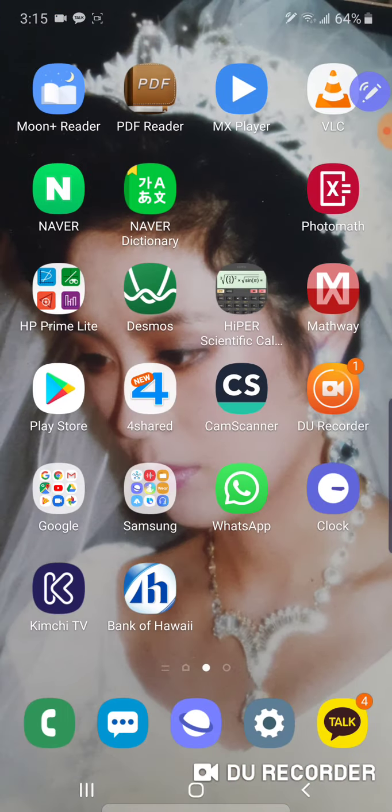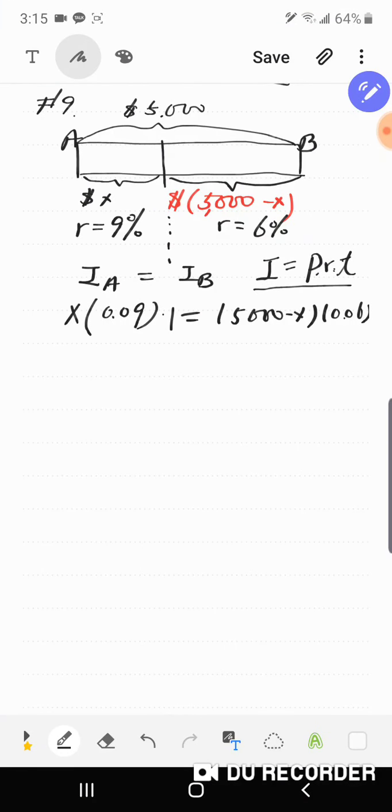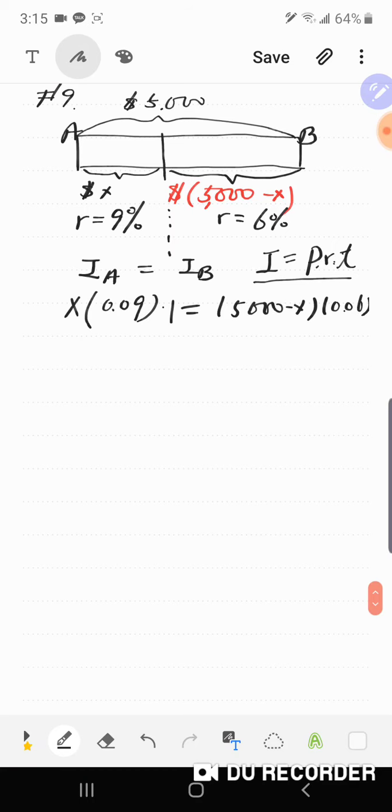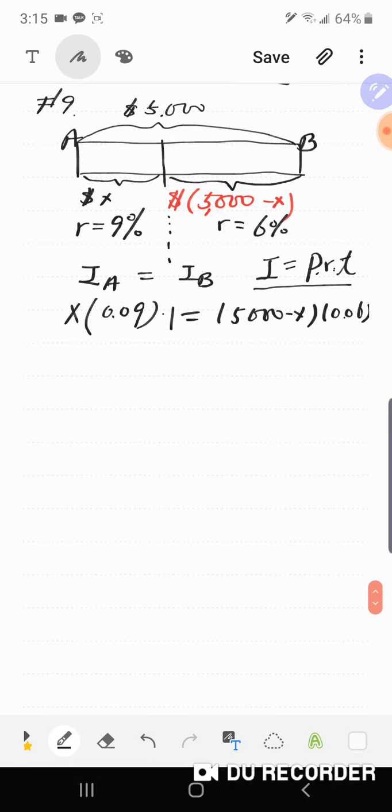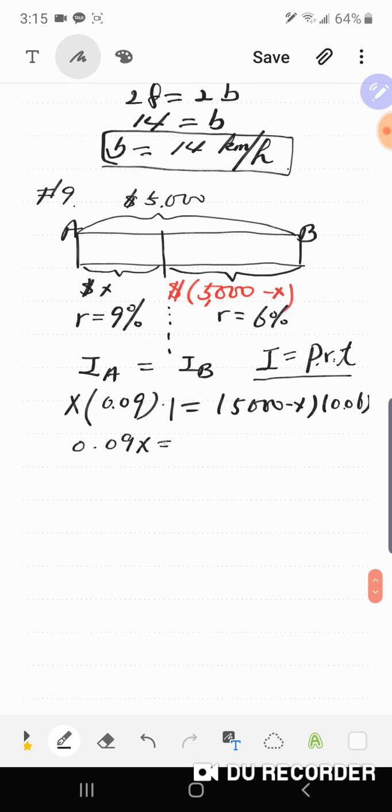Then solve this equation. So multiply this out. 0.09x is equal to, multiply 5,000 times 6, then 30, and then move 2 decimal places away. So we have this x, and then plus 0.06x to the left. Then this gives 0.15x is equal to 300.